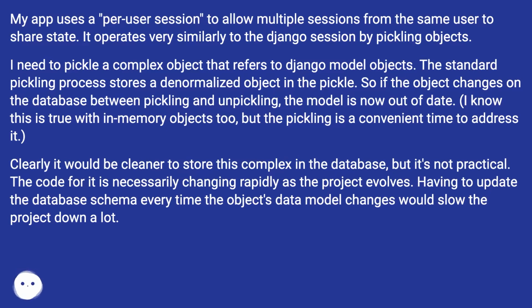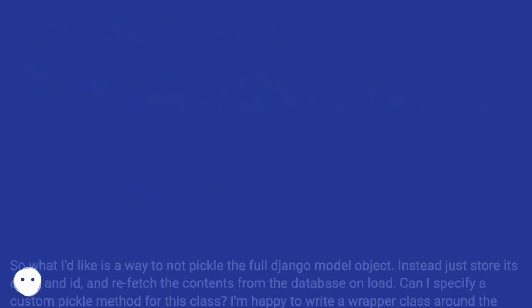Clearly, it would be cleaner to store this complex object in the database, but it's not practical. The code for it is necessarily changing rapidly as the project evolves. Having to update the database schema every time the object's data model changes would slow the project down a lot.